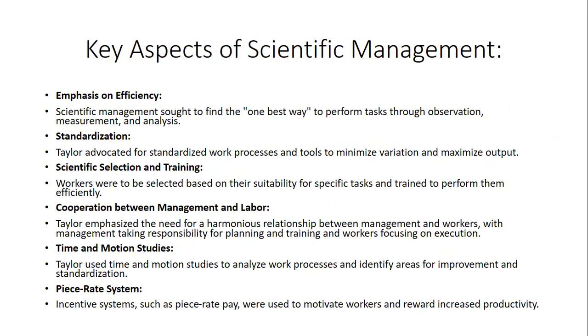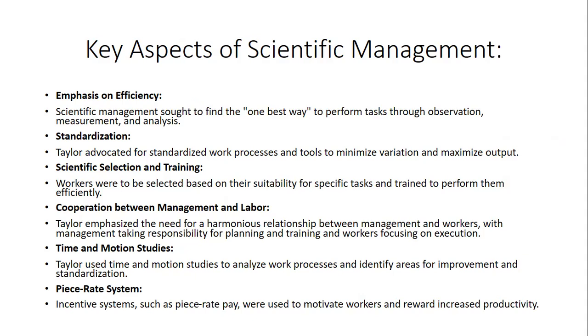What are the various key aspects of scientific management? Let us see here below. Focus on work efficiency. Scientific management found out one best way to perform tasks through observation, measurement, and critical analysis. So, in that way, they try to develop the workplace efficiency. The next one, establishing proper standardization of work process in order to minimize the error variation by maximizing the output.